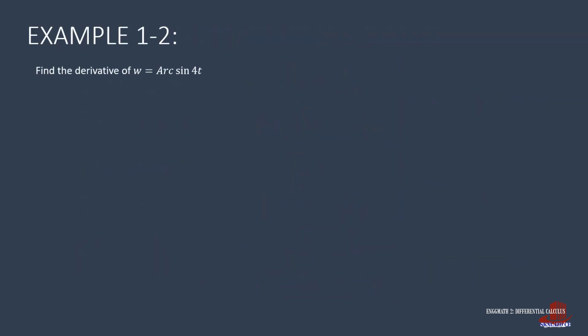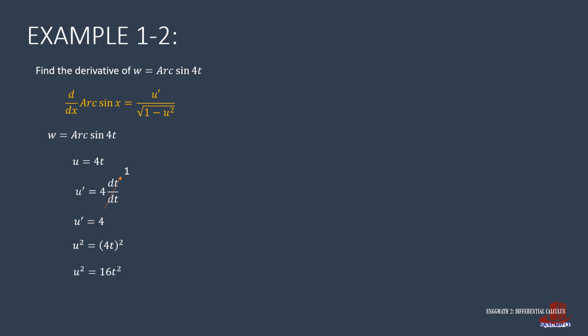Let's start with simple examples like the one where w is equal to arcsine of 4t. As we have just discussed, the derivative of arcsine is u prime upon the root of 1 minus u squared. So from the premise, u is 4t. U prime is taken as 4 times dt all over dt, so u prime is simply 4. U squared, on the other hand, is the square of 4t, which is expanded as 16t squared. So placing u prime and u squared into the pattern, w prime becomes 4 upon the root of 1 minus 16t squared.